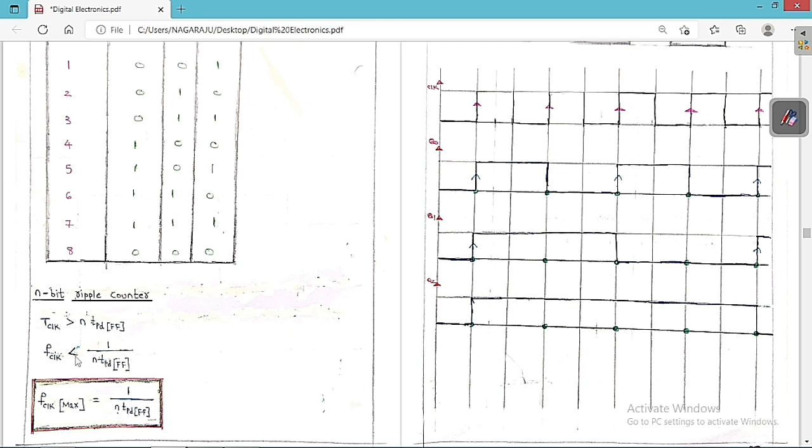If you solve this, we get f clock is lesser than 1 by n times the propagation delay of the flip-flop. So the maximum clock frequency equals 1 by n times the propagation delay of the flip-flop. If the propagation delay of the flip-flop is minimum, we get the maximum clock frequency. This is the point you always have to keep in mind. So in the n-bit ripple counter, the clock period should always be greater than n times the propagation delay of the flip-flop. Replacing T clock by 1 by f clock, again we get the same result.